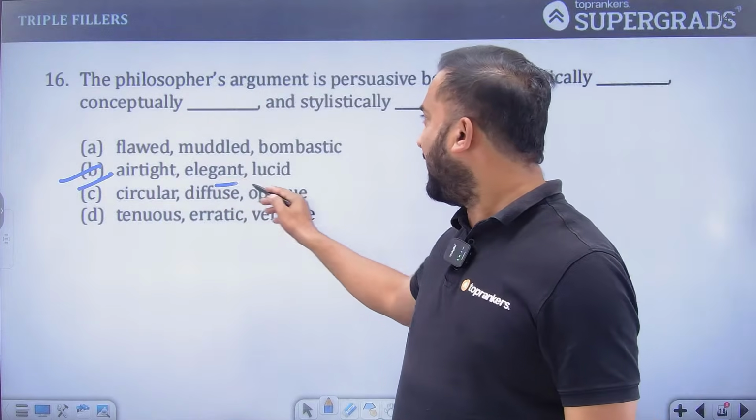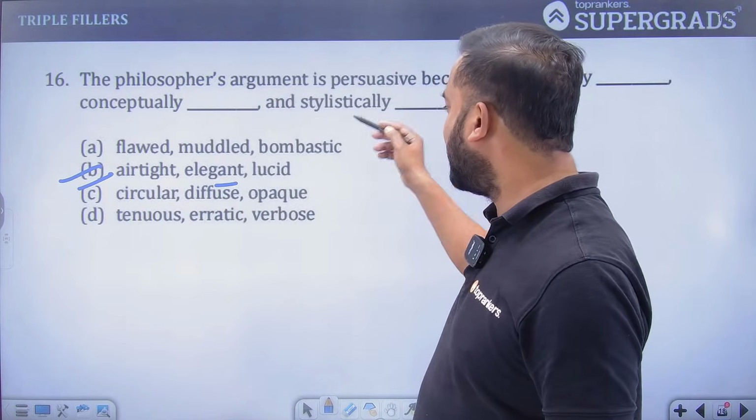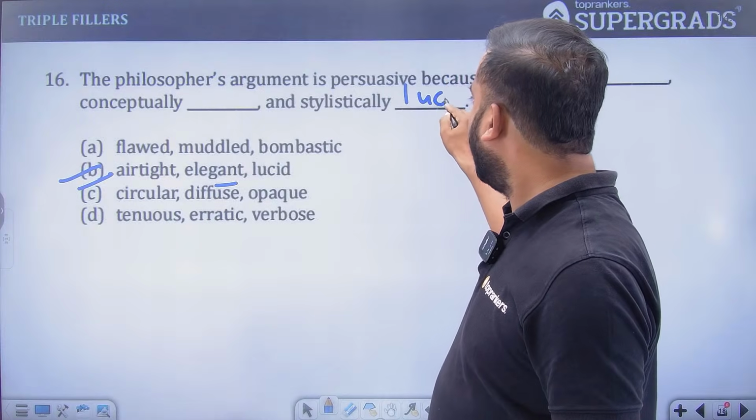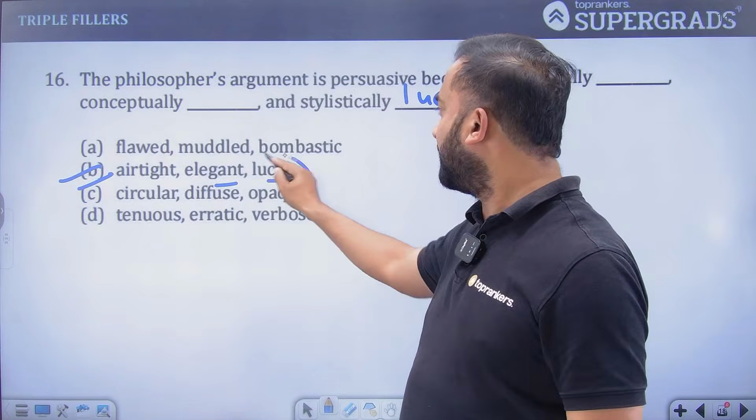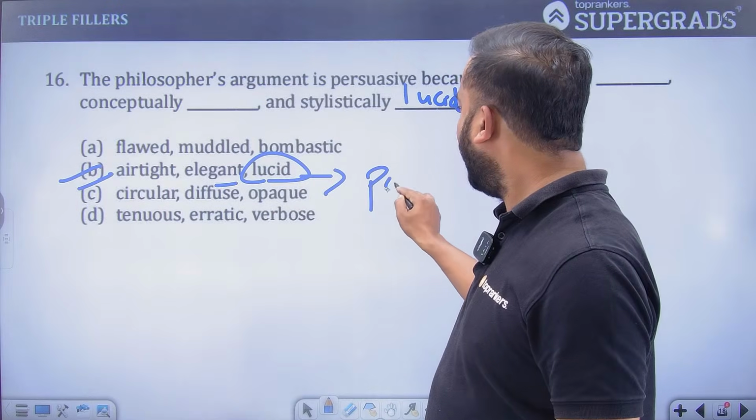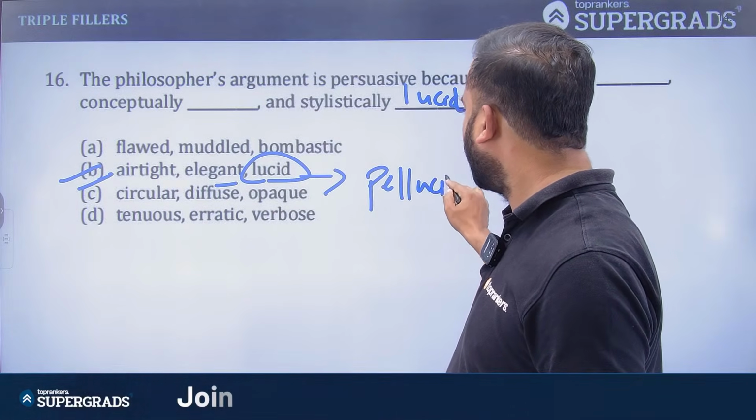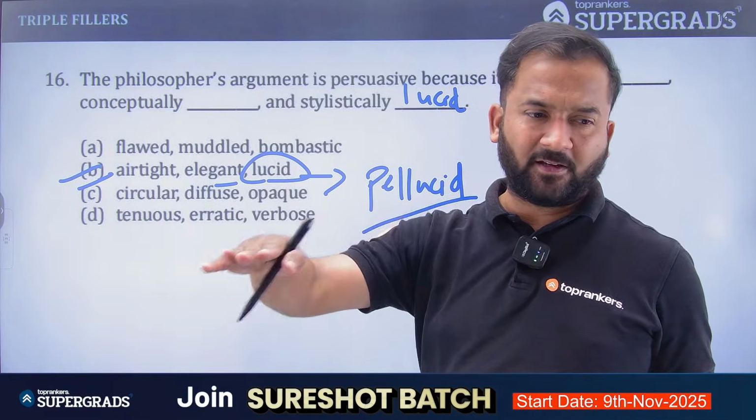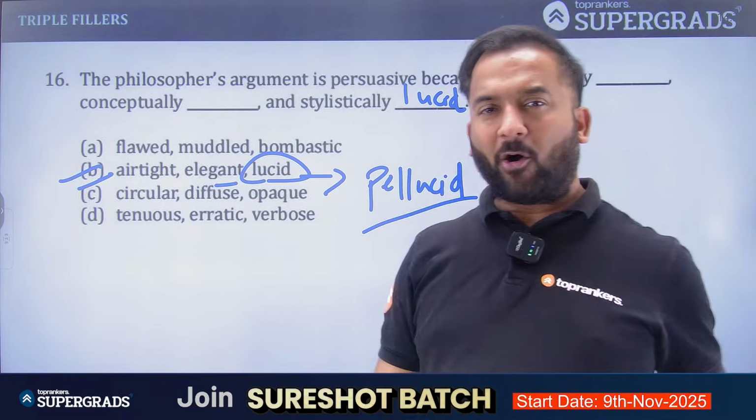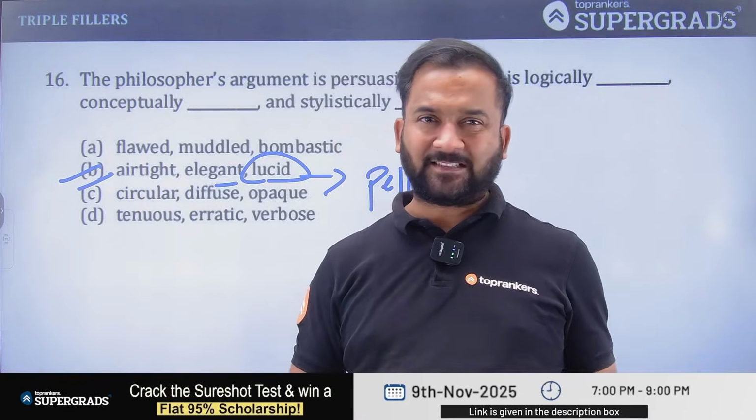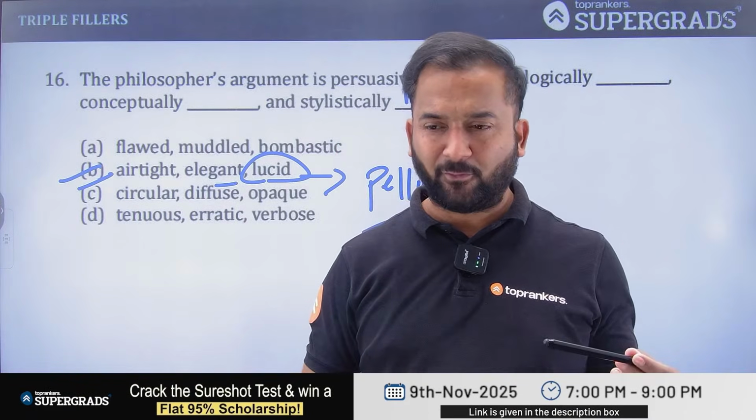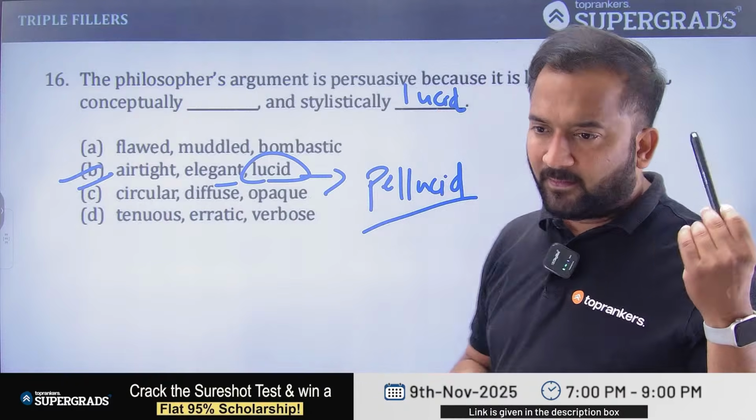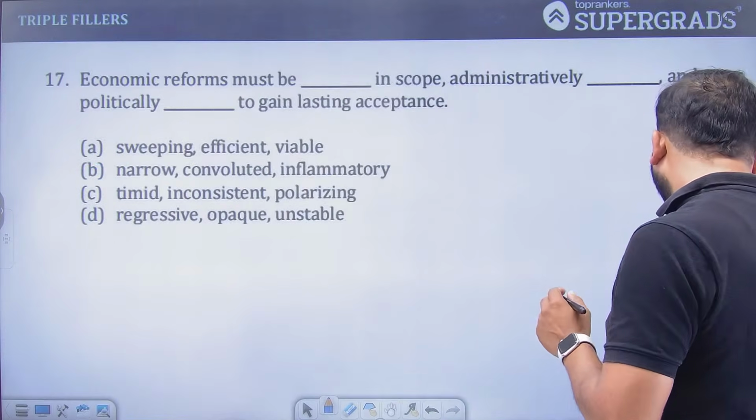And elegant and stylistically very clear. You need something that is clear. Lucid is a word for clear. Lucid का एक और synonym होता है, that is pellucid. Lucid, pellucid, all these words mean something that is crystal clear to everyone. And I hope all these 16 questions have been crystal clear for you people as well. Let's move to the next question.